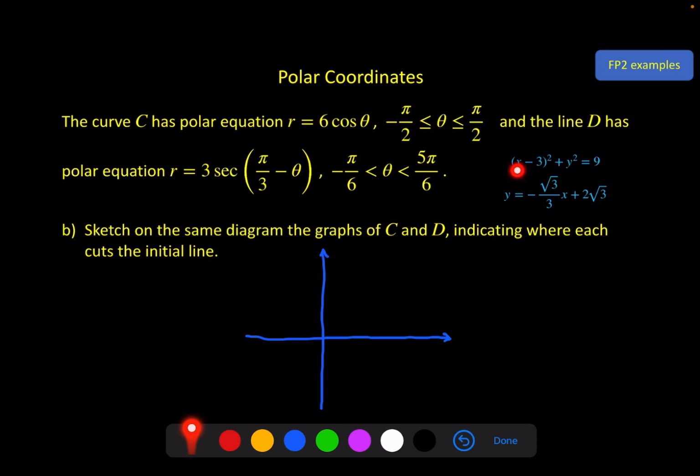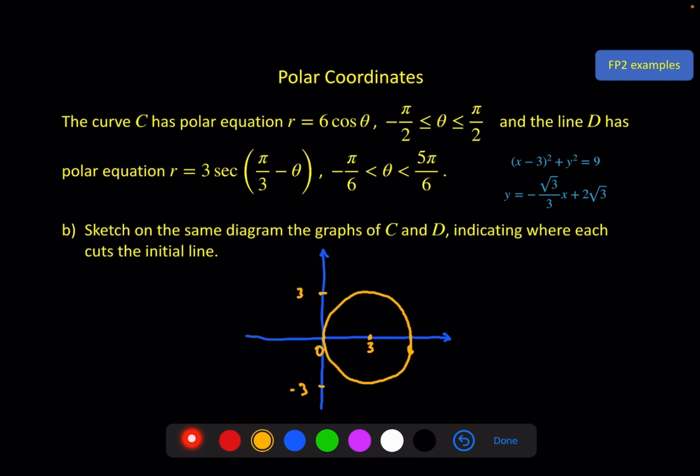So looking at the circle here, we've got a center point at 3, 0. Let's put that in yellow. And it's got a radius of 3, square root of 9. So that's going to come up to 6 and down to 0. Up to a 3 and down to a minus 3. So it's going to come round something like this.